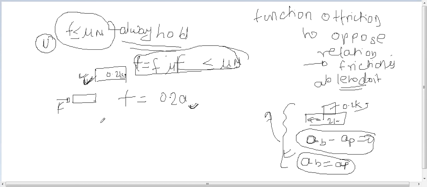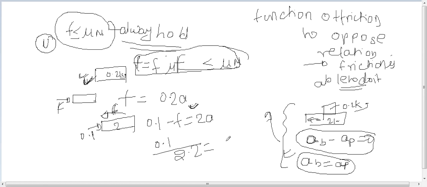Here this is 0.1, and here this is the frictional force F. This is 2. So what can I write? 0.1 minus F should be equal to 2a. If I add both equations, I get 0.2 divided by 2.2 is equal to a.